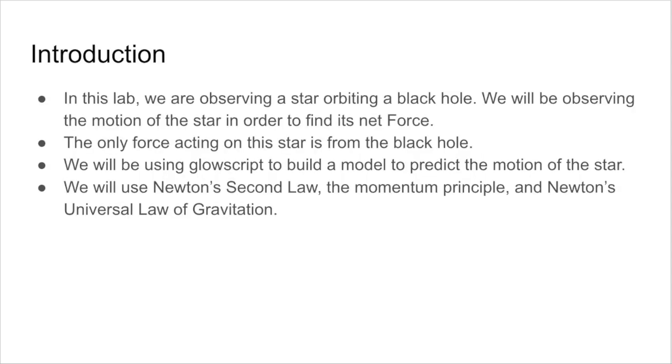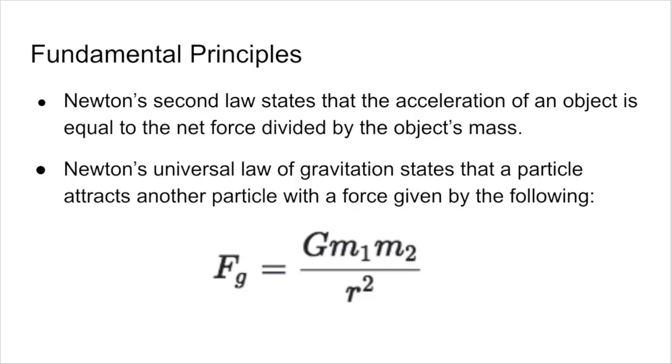So the introduction for this lab: in this lab we are observing a star orbiting a black hole. We will be observing the motion of the star in order to find its net force. The only force acting on this star is from the black hole. We will be using GlowScript to build a model to predict the motion of the star, and we will use Newton's second law, the momentum principle, and Newton's universal law of gravitation to find the net force.